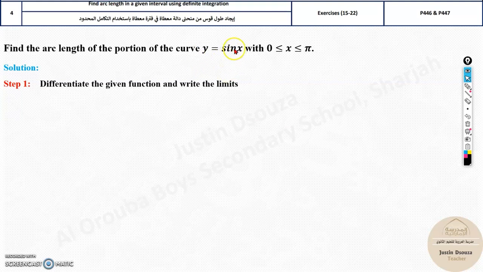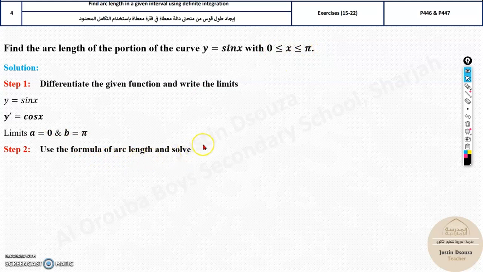Now, don't get confused with integrals. The derivative of sine x will be cos, just cos. It's positive cos x. Whereas if it was an integral, it would be minus cos. So you need to differentiate between differentiation and integrals. It's very crucial. Now, once you have done the differentiation, note the limits. The lower limit a is 0, and the upper limit b is pi.